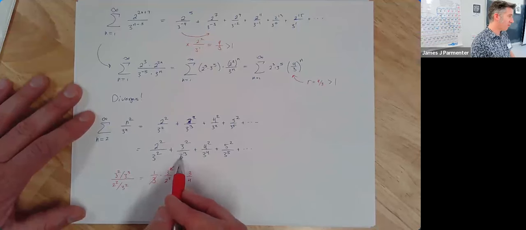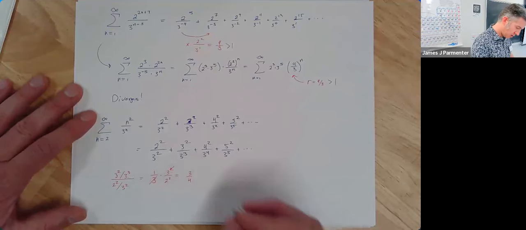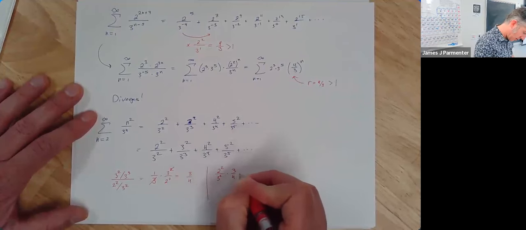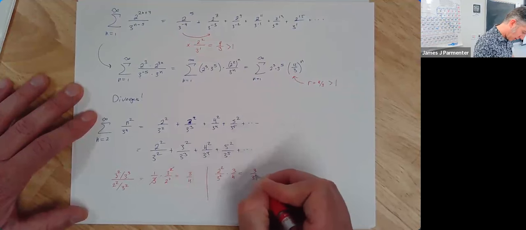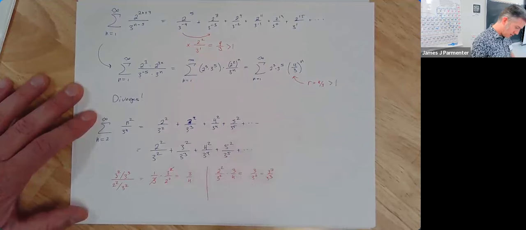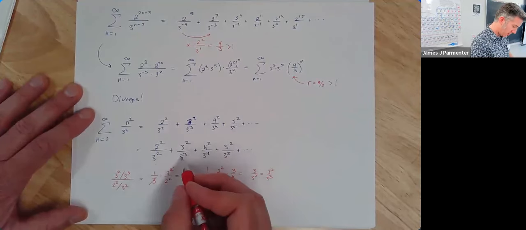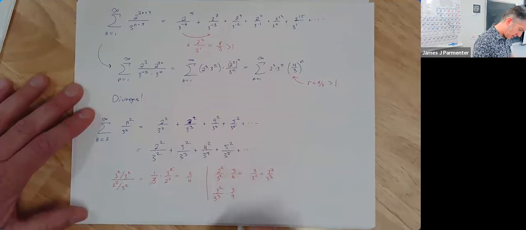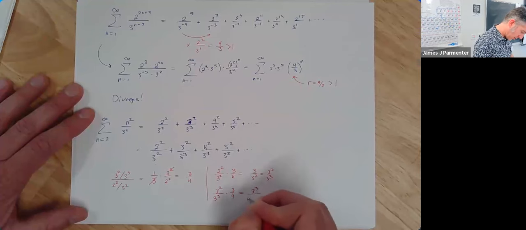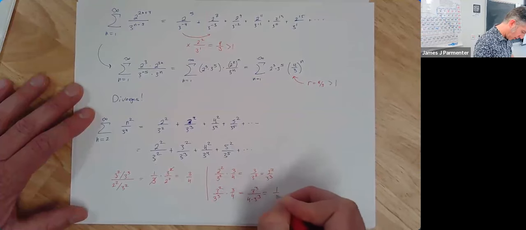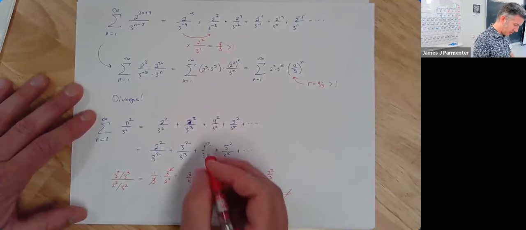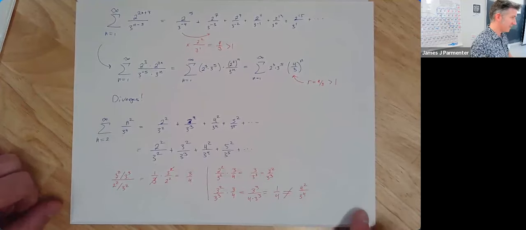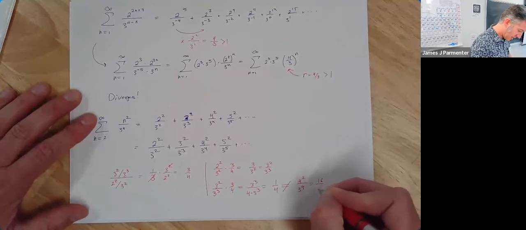If I multiply this term by 3/4, I'm not going to get that. Let me show you. 2 squared over 3 squared times 3/4 is equal to 3 over 3 squared, which is 3 squared over 3 cubed. So this times 3/4 is that. But then if I multiply this by 3/4, 3 squared over 3 cubed times 3/4 is going to give me 3 to the third over 4 times 3 to the third, which is really just 1/4. And that is definitely not the next term in the sequence, which is 4 squared over 3 to the 4th. Those are not the same. 4 squared over 3 to the 4th is like 16 over 81. And it's definitely not 1/4.